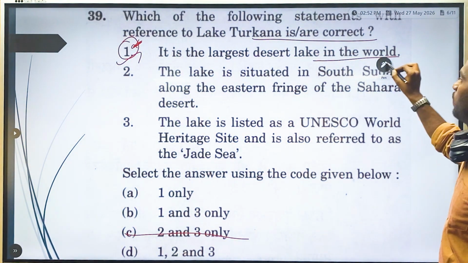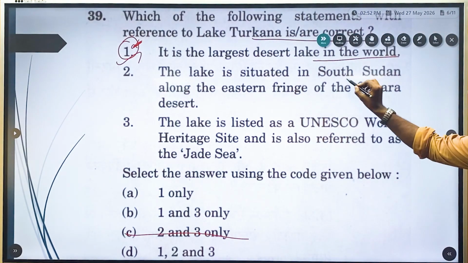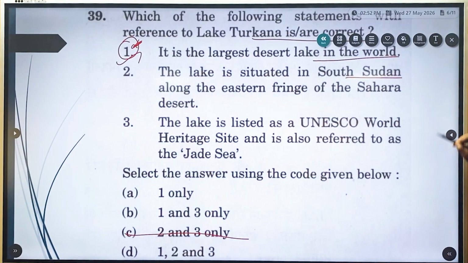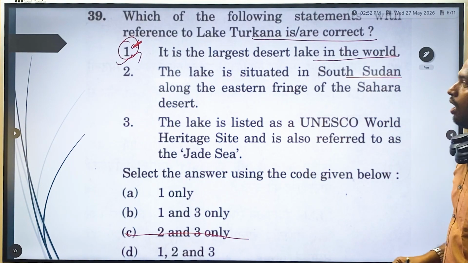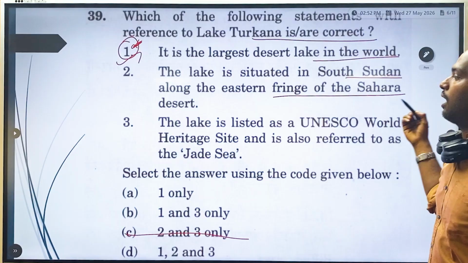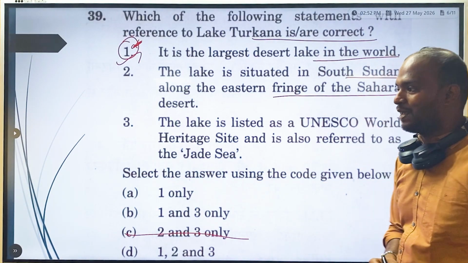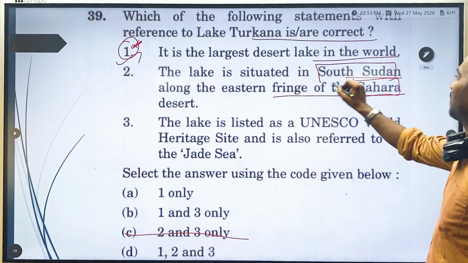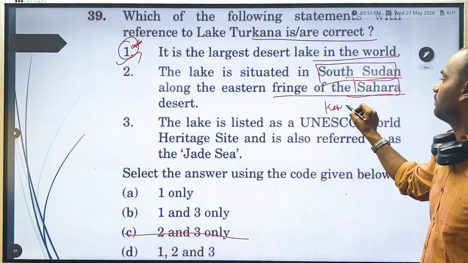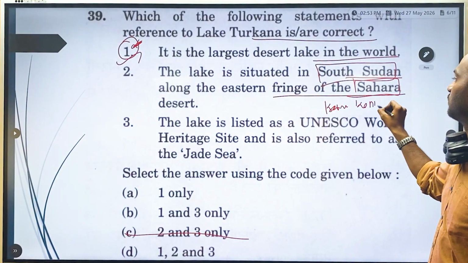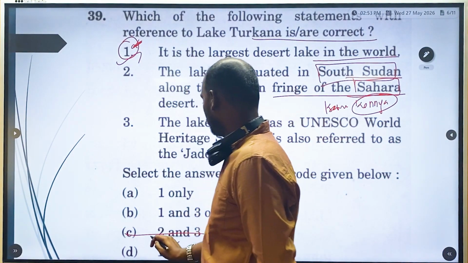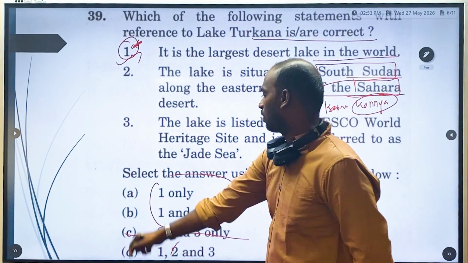The lake is situated in South Sudan, along the eastern fringes of the Sahara Desert. See, along the eastern fringes of the Sahara Desert, it is present in South Sudan. The lake is present in Kenya. Once 2 is eliminated, here it is 1 or 1 and 3.